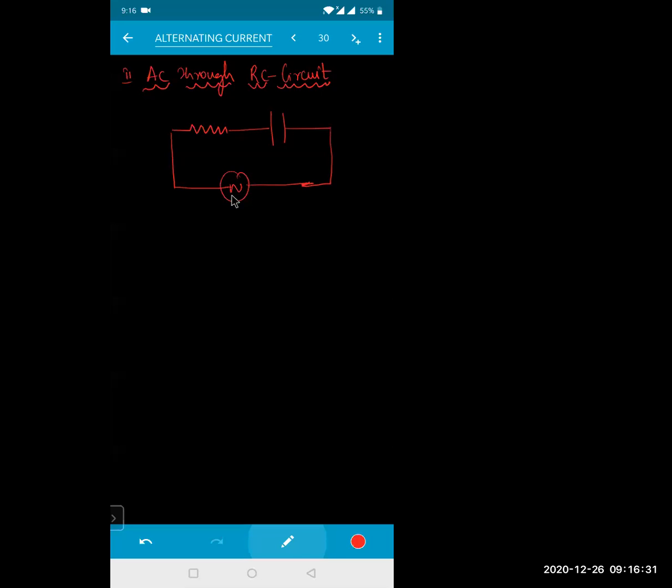Alternating source of your EMF. So V is equal to V naught sine omega t. This one is your R and this one is your capacitor. There is a flow of current. So the source of EMF is there, and here we have the potential VR, and here the potential across the capacitor.